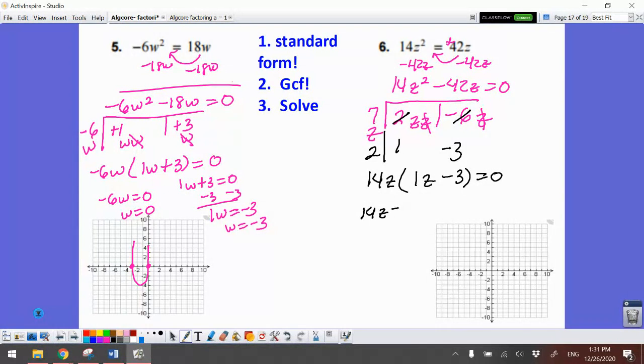So 14z equals 0. Again, divide by 14, that's not going to change. Z is 0. And z minus 3 equals 0. Add my 3. Z is 3. So here is my parabola.